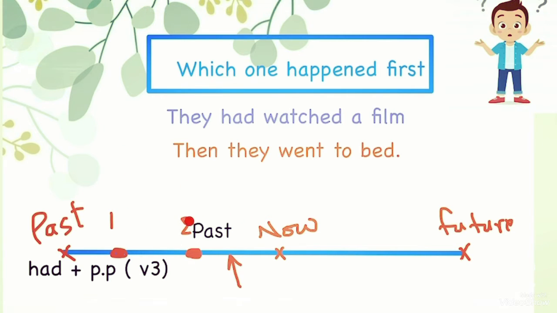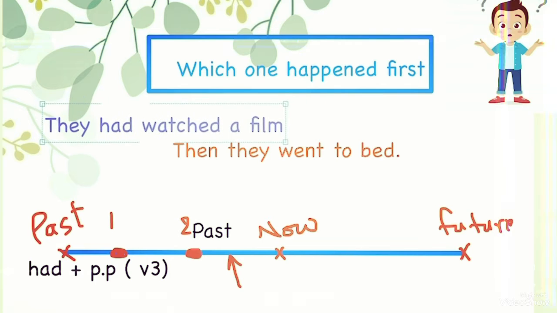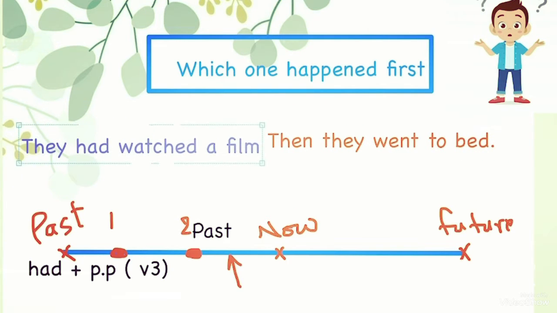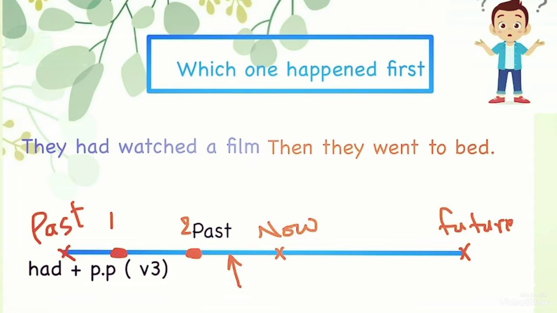And the second action that happened next will be put in the past. So here, what do you think? Which one happened first? They had watched the film or they went to bed? Of course, they had. First, they had watched a film and then they went to bed. So this is number 1, and this is number 2. Because this action happened first, we put it in had plus PP. And because this action happened next, we put it in the past.